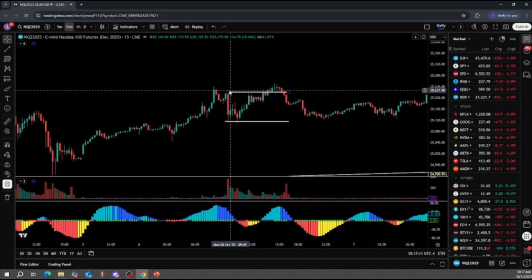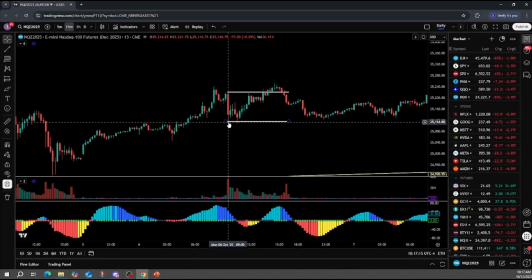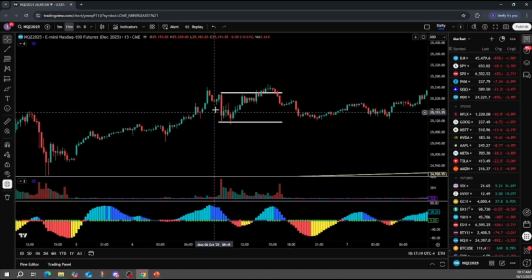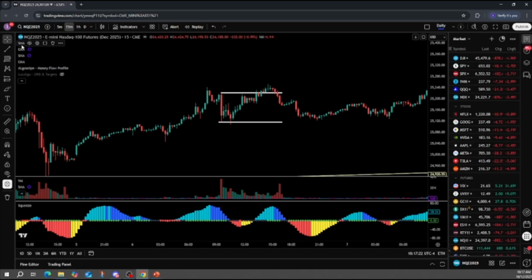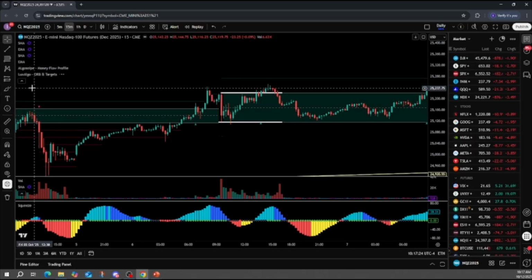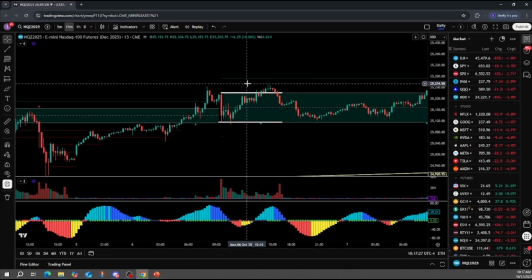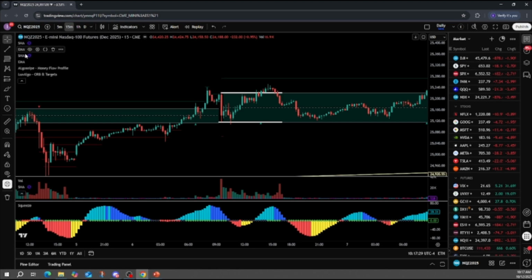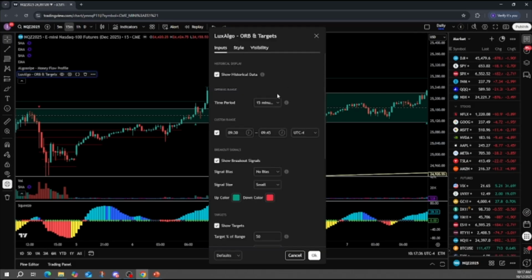So taking from 9:30 a.m. Eastern time, from the New York Open, to 9:45 a.m. Eastern, in those first 15 minutes, and just marking the highs and the lows of that time frame, right? You can also look at several indicators that can naturally draw the levels for you. One that I would recommend that is also pretty good is this Lux Algo ORB and targets. It works out pretty nicely, and you can customize it to determine what time frames you want, right?